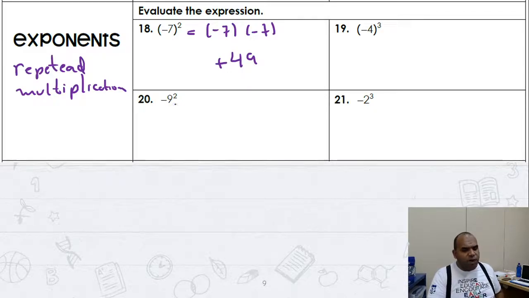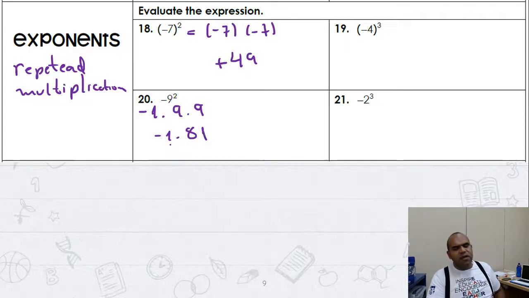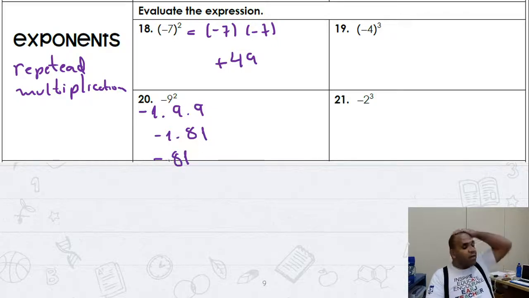And this one, negative 9, outside the parentheses. It means I have a negative number in the front here. I have negative 1 times 9 times 9. That's the meaning of this negative. 9 times 9 is 81. 81 times negative 1. Negative times positive is negative. Negative 81. Can you see, guys, the difference?